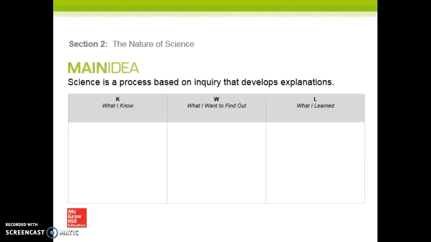This is Chapter 1, Section 2, The Nature of Science. Please write down in your notes, the main idea of Section 2, The Nature of Science, is this. Science is a process based on inquiry that develops explanations.